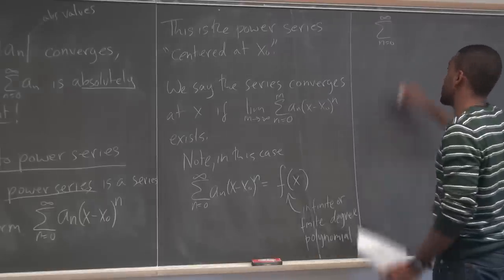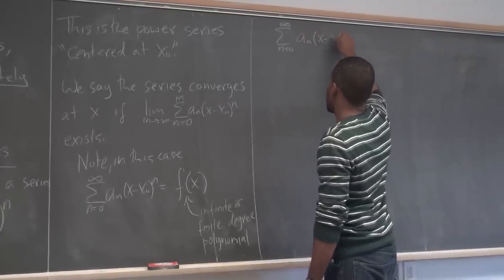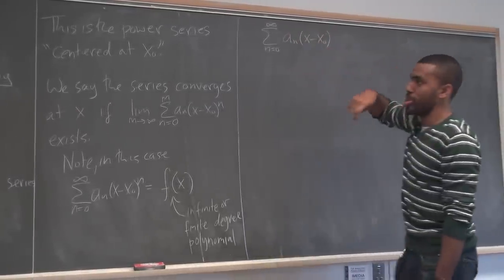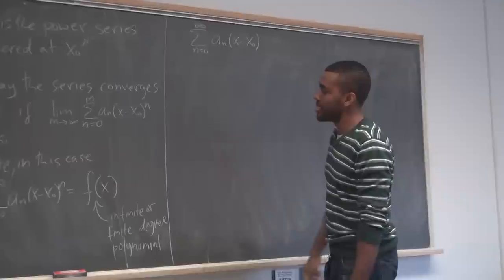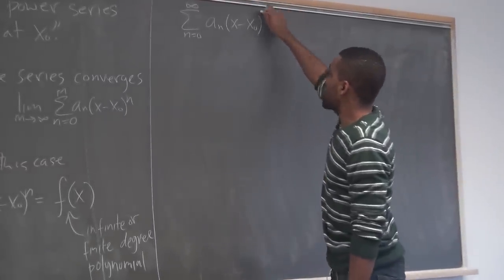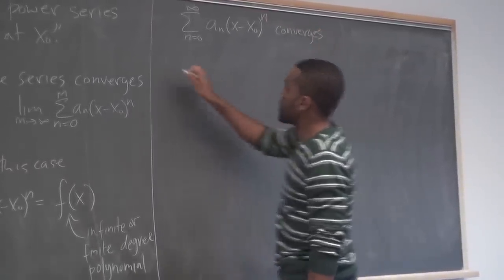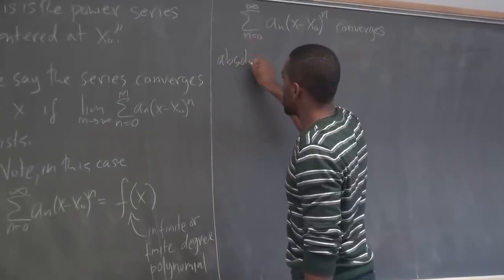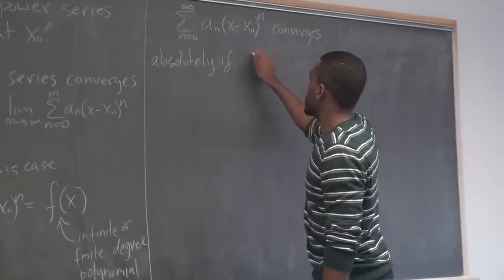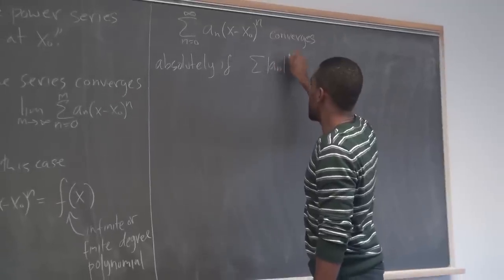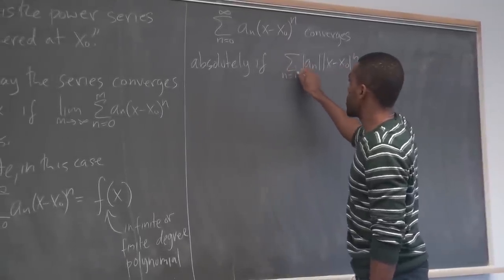A few more definitions to go. It's going to be important. It's going to make 5.2 and 5.3 go by faster when I don't have to stop and explain, okay, this is what this stuff is about. This converges absolutely if, again, similarly, you throw these in absolute values and it converges.